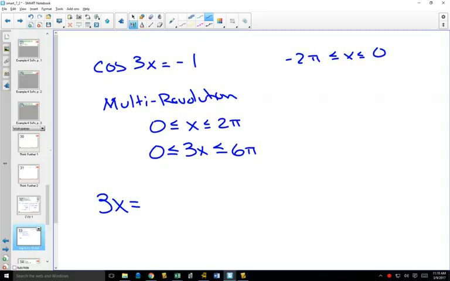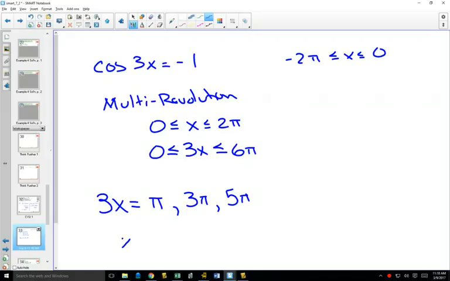Is negative 1 on our pi plate for cos? When does that happen? At 180, but now we're thinking in radians. So it would happen at pi, but that would be the first time around. What about the second time around? 3 pi the second time around, and the third time around? At 5 pi. So a multi-revolution question means you're going to solve it, in this case, 3 times around your circle.